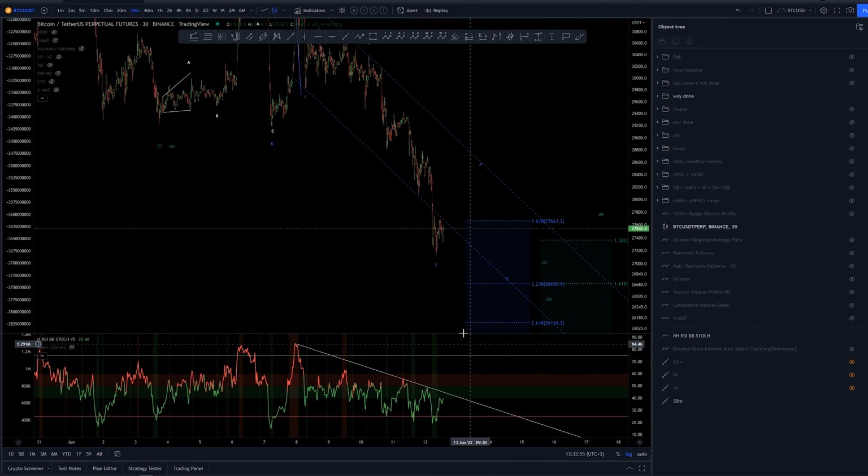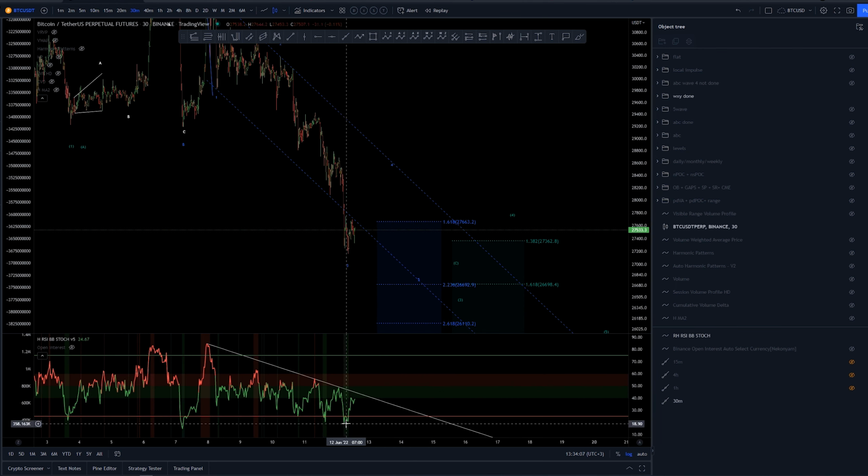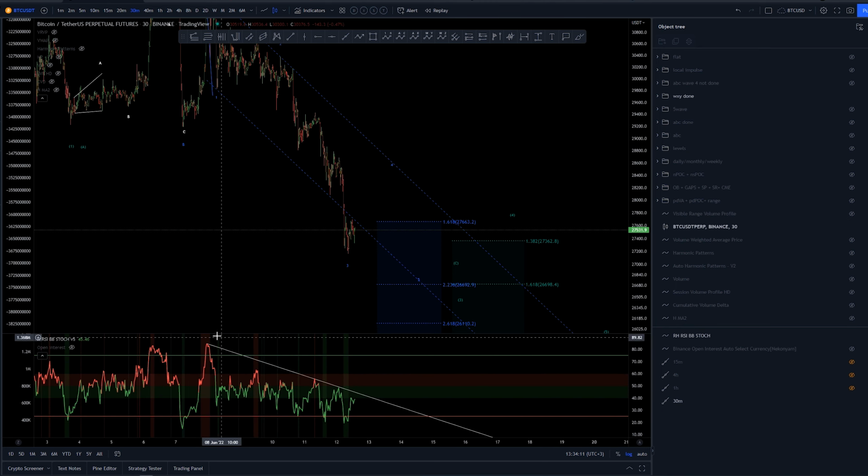On RSI we still have this downtrend and trend line coming down. We could be tapping this trend line again and reverting down again, or we could be pushing through it and saying that we have something completed here. Whether it is actually the wave 3 or something else, we'll see.